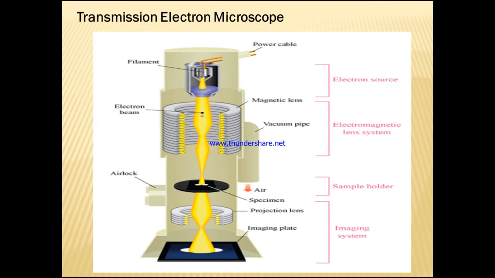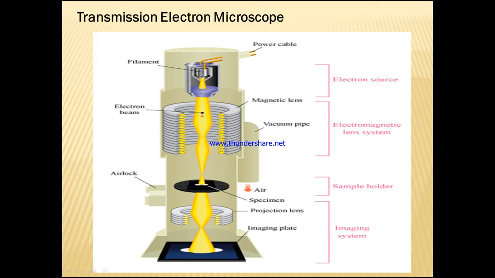So we can see here what all the parts consist of. It consists of the tungsten filament from where the electrons are emitted. The emitted electrons pass through the electromagnetic lenses towards the specimen, and then pass through the projection lens and imaging plate. After this imaging, we see the images in the imaging system.